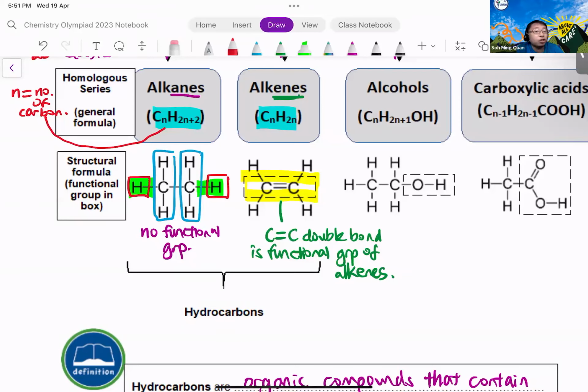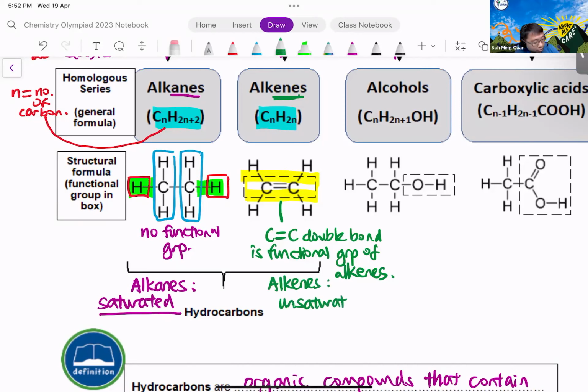Now, let me introduce another term here. Alkanes are saturated hydrocarbons. Alkenes are unsaturated hydrocarbons.